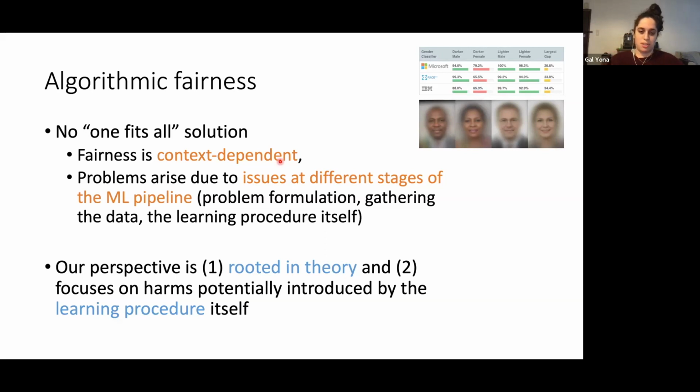So a good example to keep in mind is something like this Gender Shades audit that I've discussed, where the task itself, the problem formulation, is okay. So maybe the case here is that given an image of a face, we want to say whether the person is smiling or not. And the data is also reasonably okay. There are examples of specific subgroups, but we are concerned about biases in the learning procedure. For example, the eventual accuracy being very low on some subgroups.